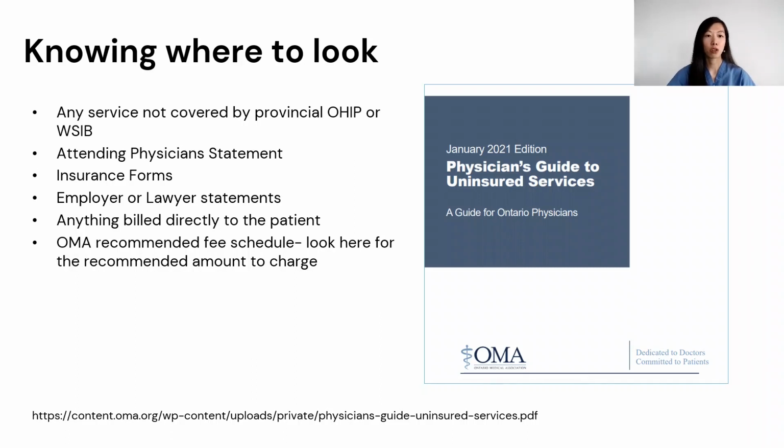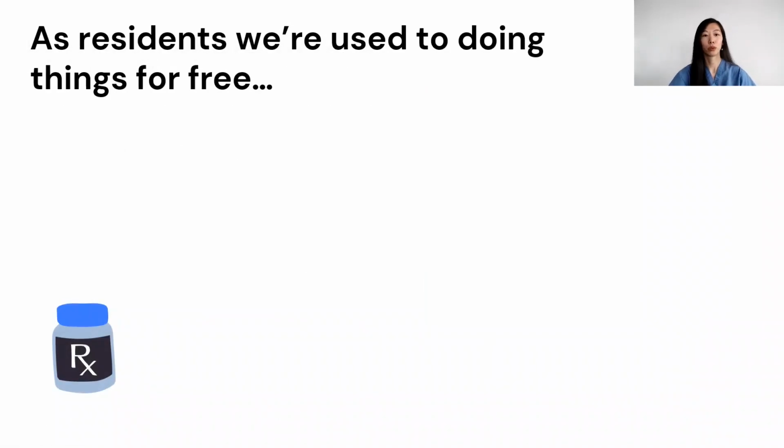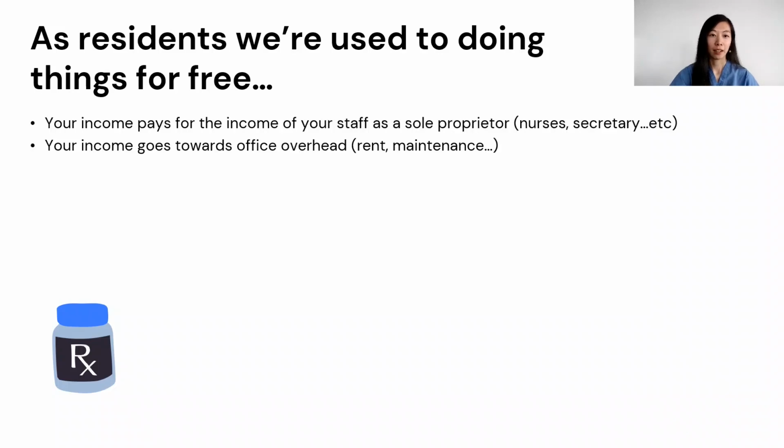Things that might be uninsured might be attending physician statements, insurance forms, lawyer statements, anything that's billed directly to the patient, for instance. It also includes what kind of fees they recommend you charge for that. And as residents, we're really used to doing things for free. But something to remember is your income actually pays for the income of your staff as a sole proprietor. So it pays for the income of your nurses, of your secretaries, and it also pays for things like office overhead, like rent and maintenance of stuff.